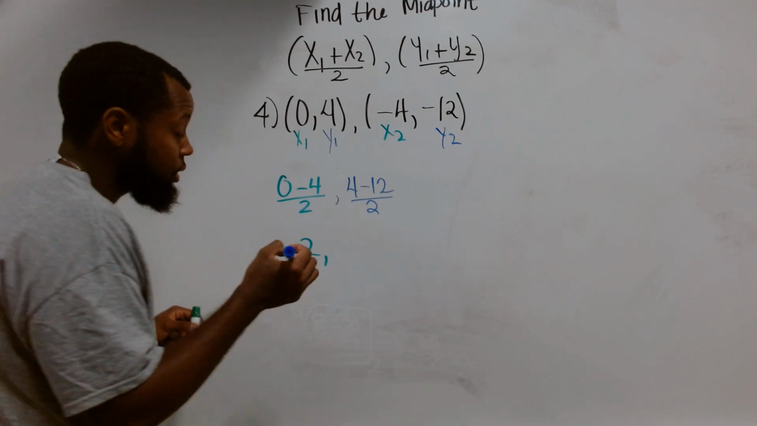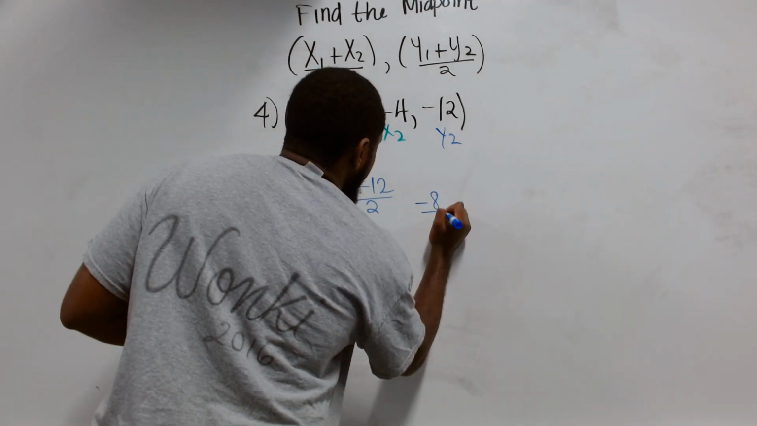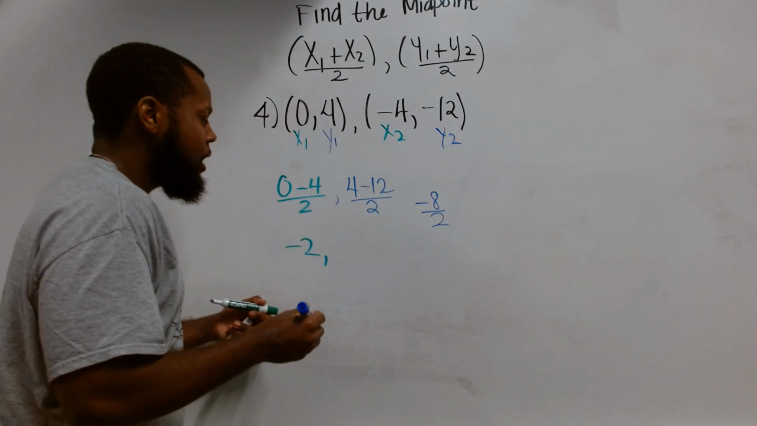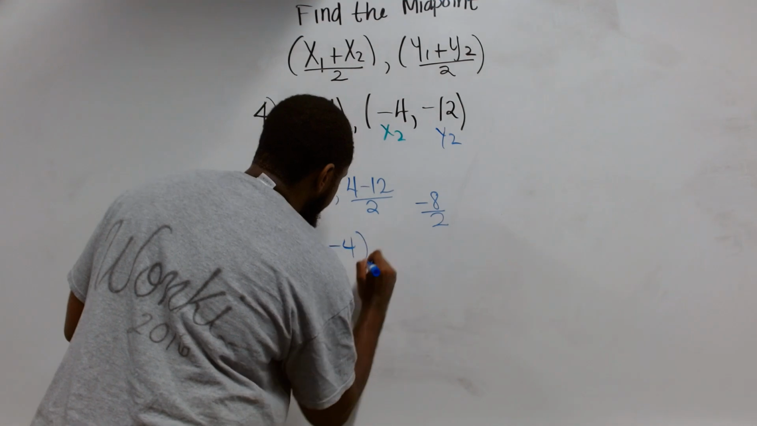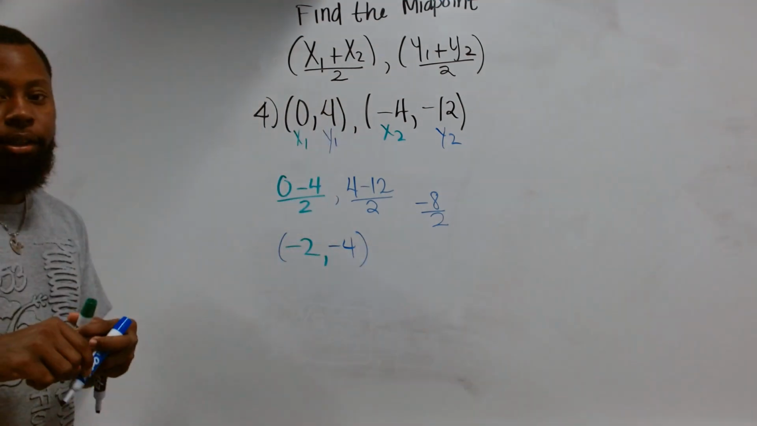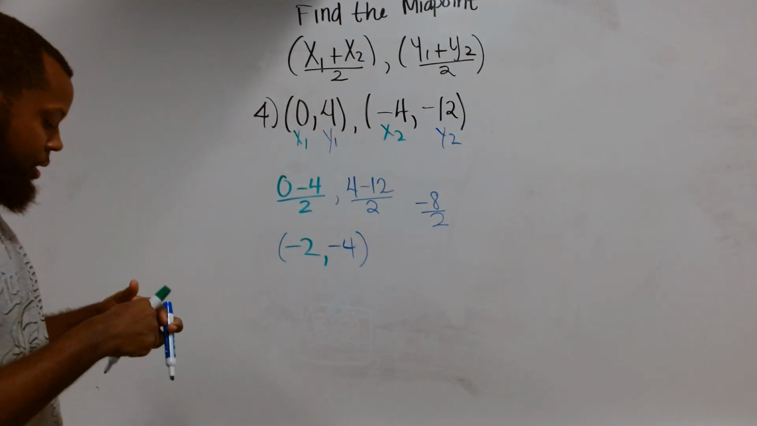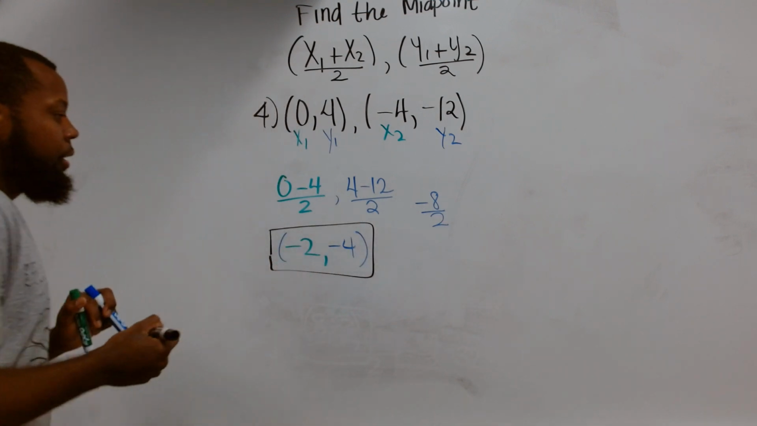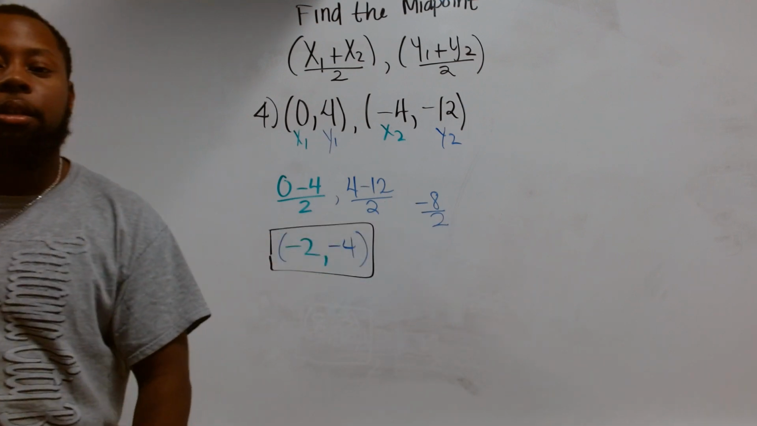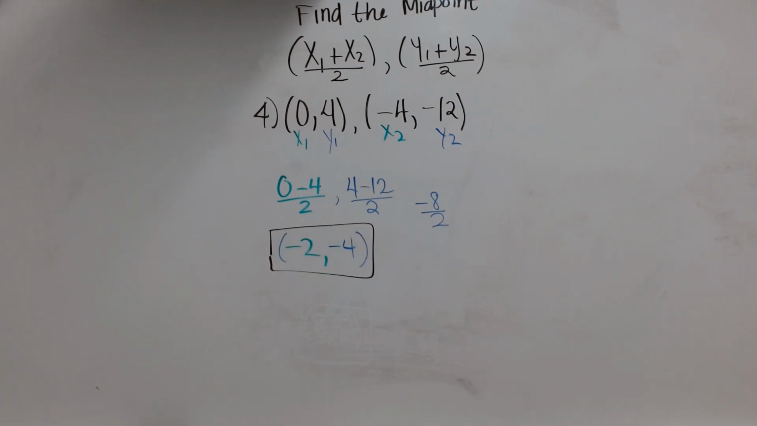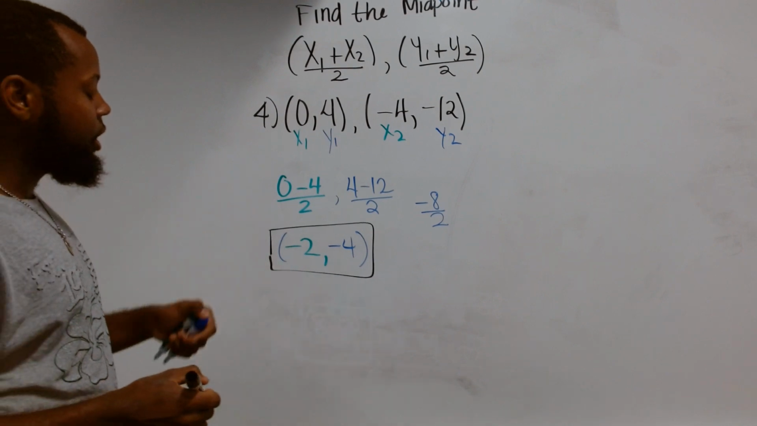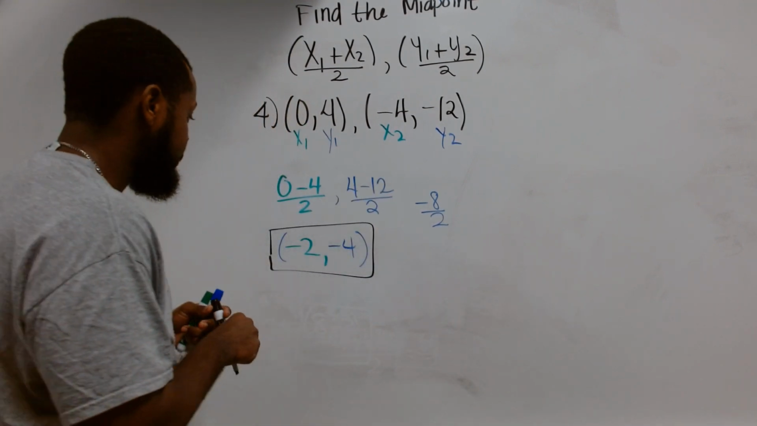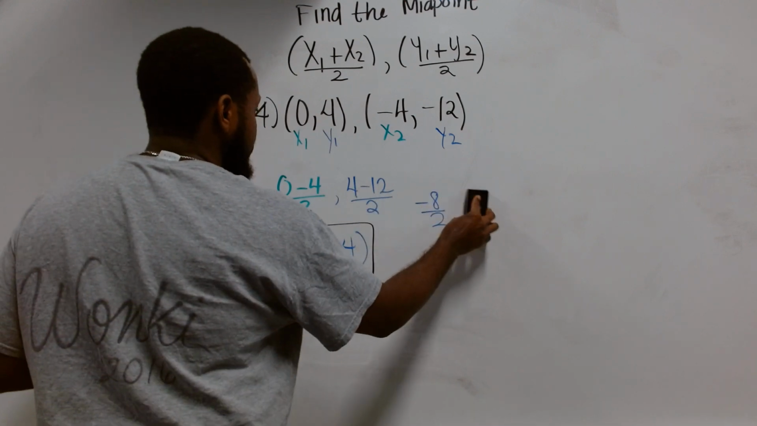You owe them $8. So, half of negative 8 is negative 4. And that's your answer. Okay? You see how I'm solving this? I'm carrying on from the previous video. Okay? Time to start the next one.